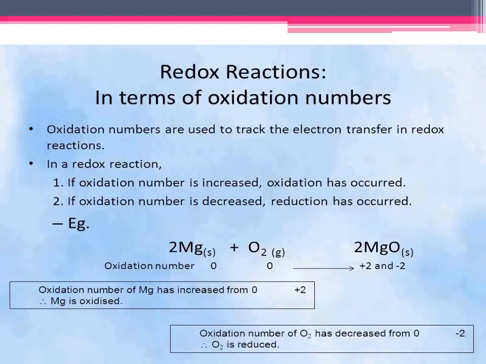So Mg is oxidized. The oxidation number has increased from 0 to plus 2, and oxygen has gone from 0 to minus 2. So magnesium is oxidized and oxygen is reduced. Okay children, have you understood? If the oxidation number is increased, then oxidation has taken place. If the oxidation number is decreased, then reduction has taken place. From this example, make clear that a redox reaction is oxidation and reduction.